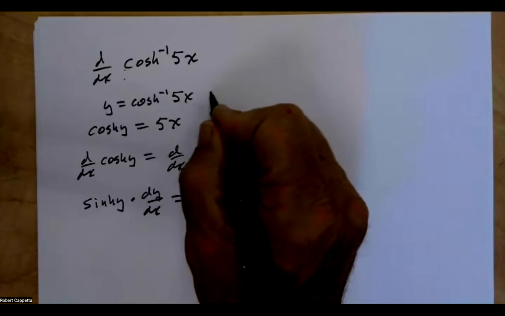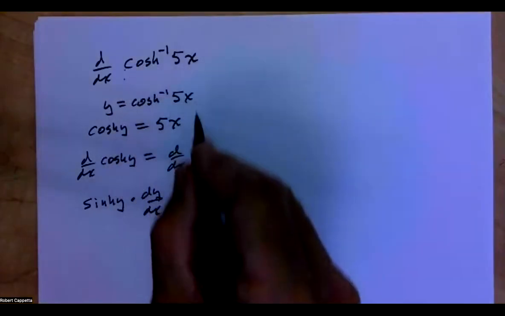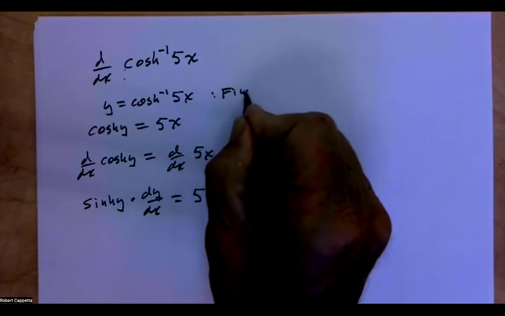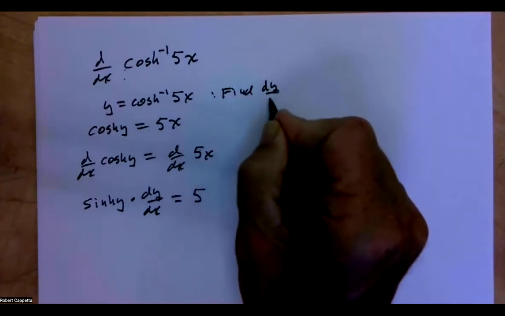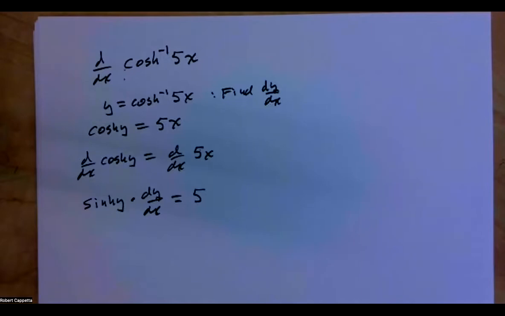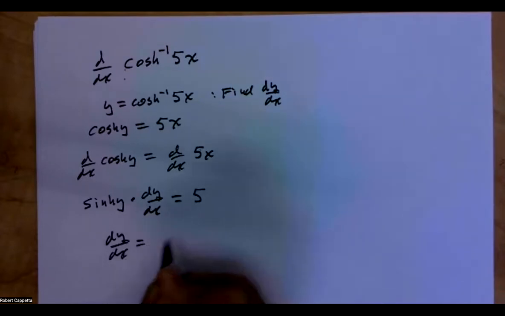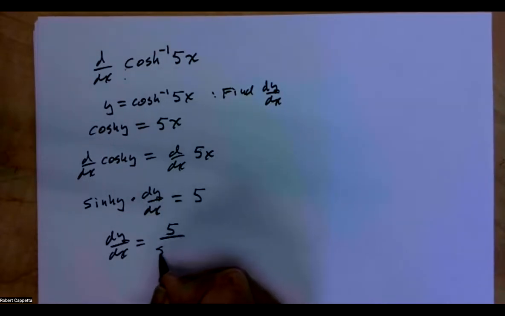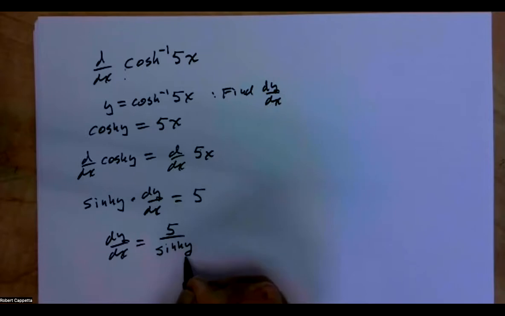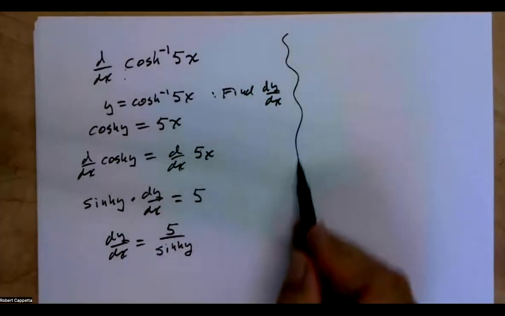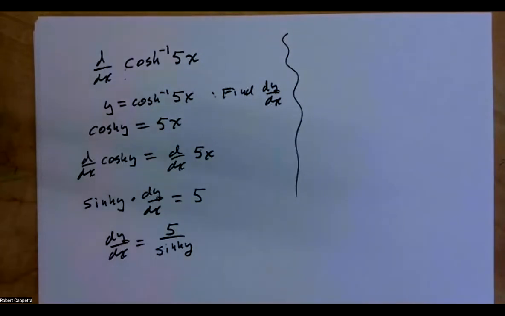Now our goal here is to find the derivative of inverse cosh 5x, which really means we want to find dy dx. dy dx would be the derivative of inverse cosh 5x. So if that's the case, we have dy dx is 5 over sinh y. But I need my answer to be in terms of x, not in terms of y. So how do I do that?